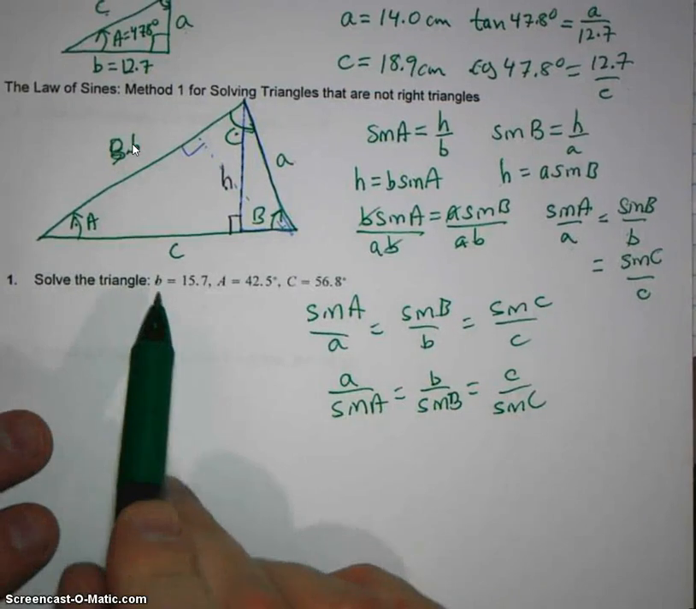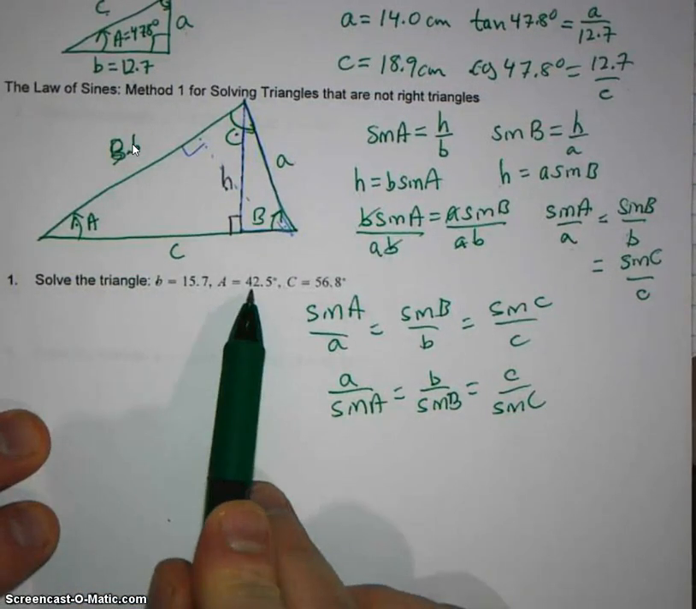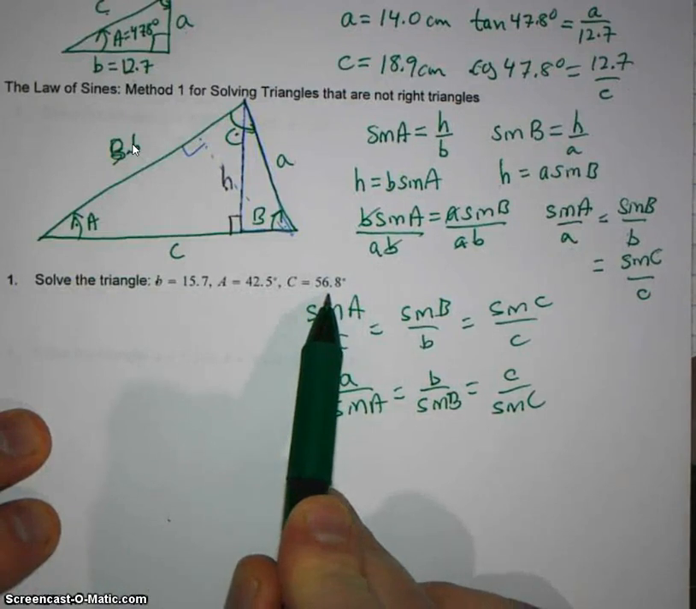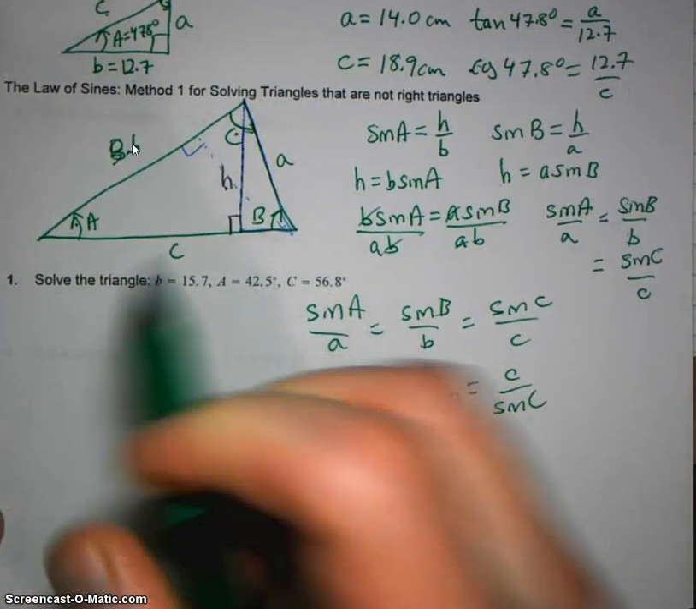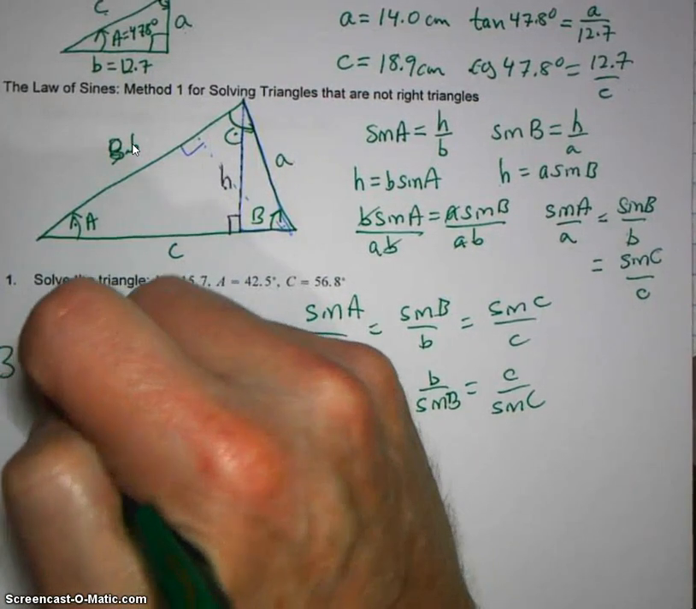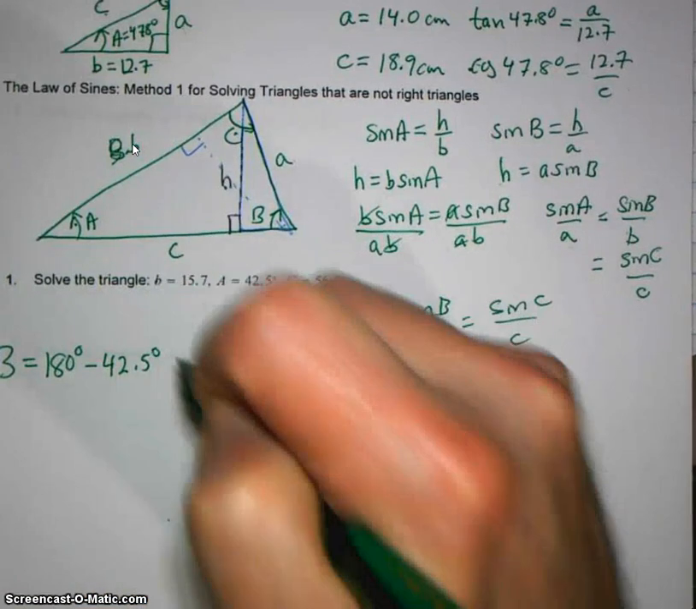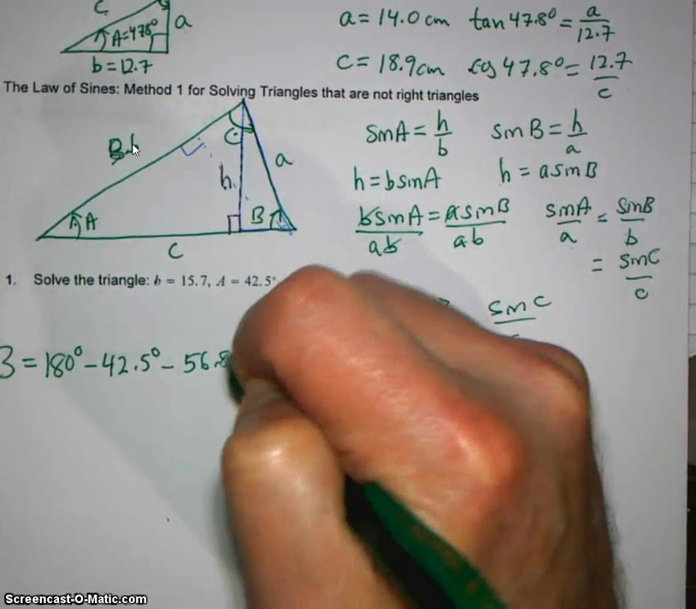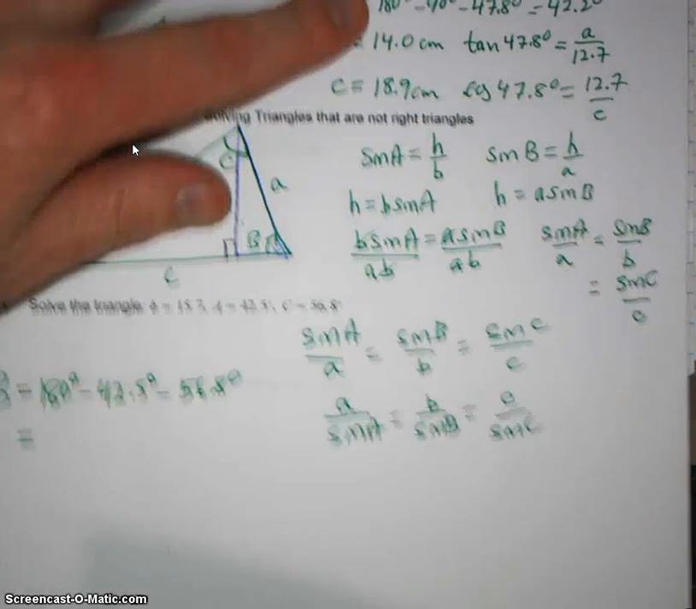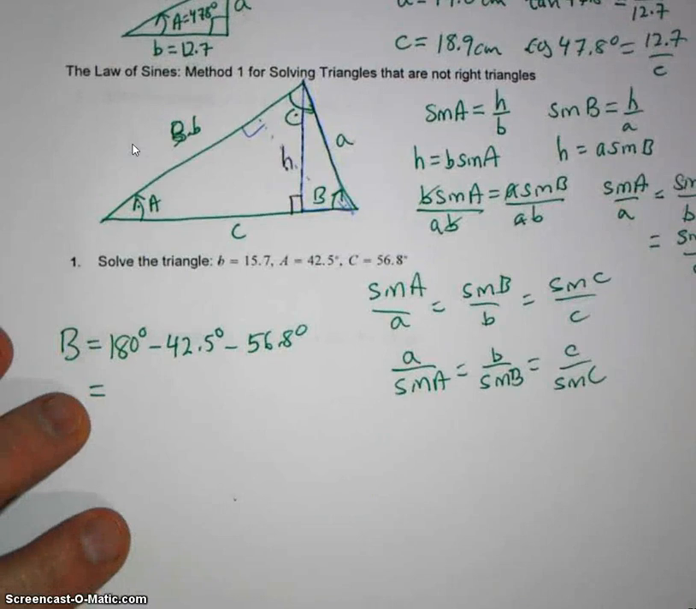Okay, so here we go. We have b is 15.7, big A is 42.5, and big C is 56.8. Well, right away, I can find big B. Big B is 180 degrees minus 42.5 degrees minus 56.8 degrees. Same as we did up above for this one. The angles have to add up to 180. That rule still applies.